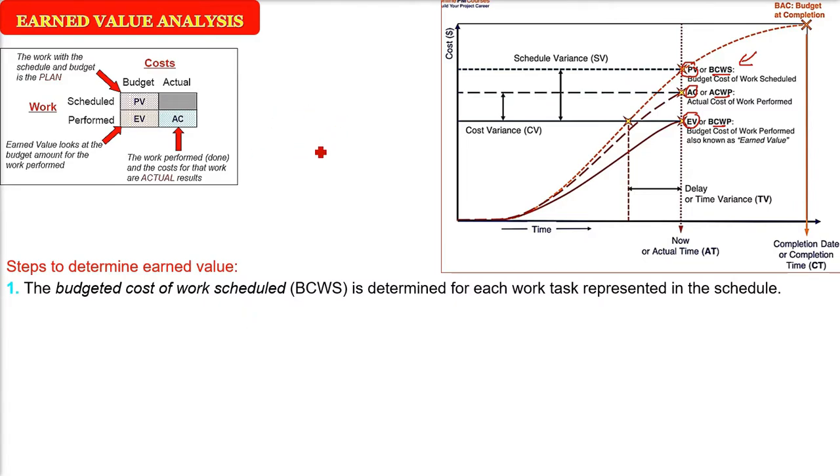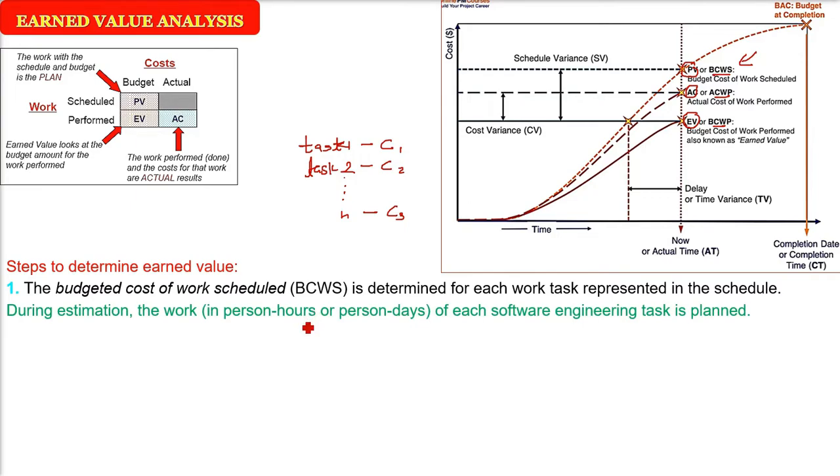This is determined for each work task represented in the schedule. So if you have task 1, task 2, like this task N, the different tasks in the schedule, okay, with different timelines, that is, what will happen and when. So now this budgeted cost of work scheduled is, you are talking about work in person hours or person days for each software engineering task, that is task 1, task 2 till task N. So you will try to find out all these costs, and that is the effort. Now this BCWS is the effort, person month, person days.